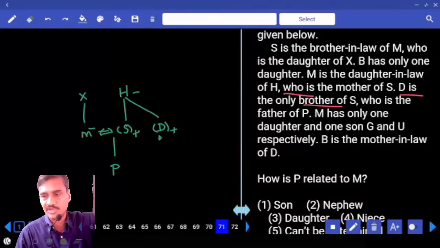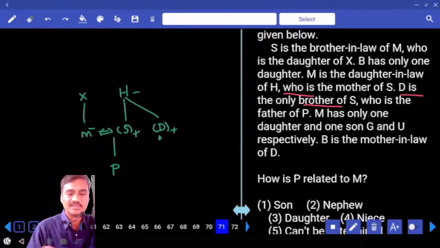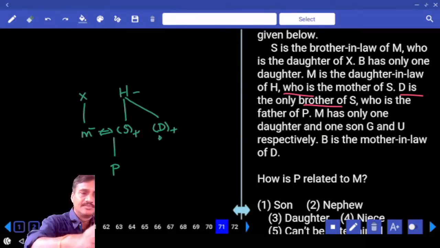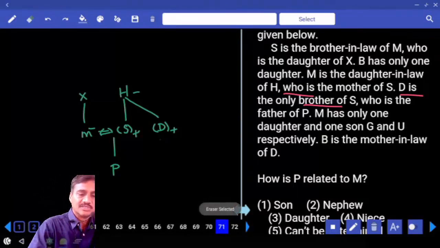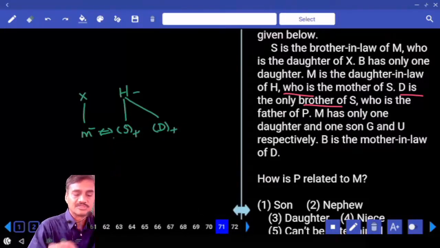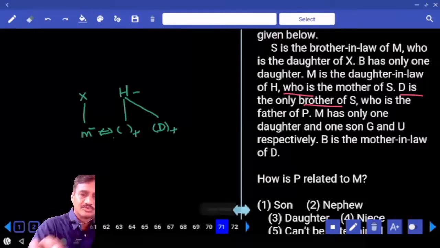And D is the only brother of S. S is the father of P. Hence, where should this S be? P cannot be placed like this. S is the father of P, hence S cannot be here. Then S is the father, D is the only child.